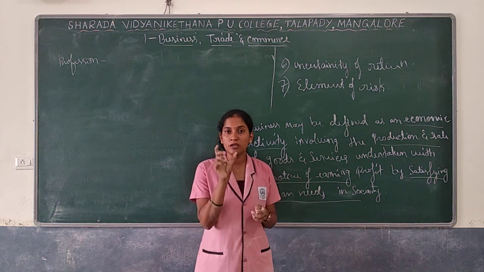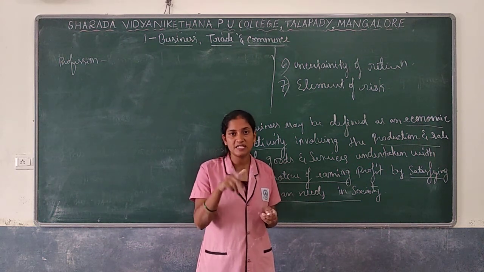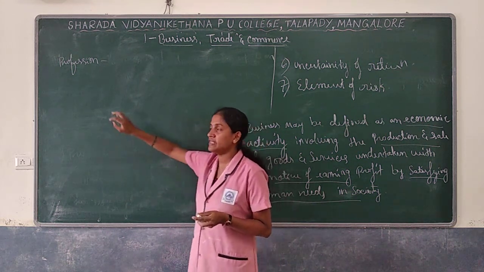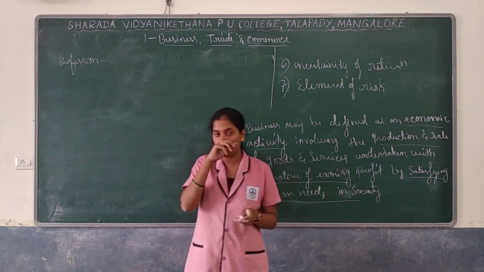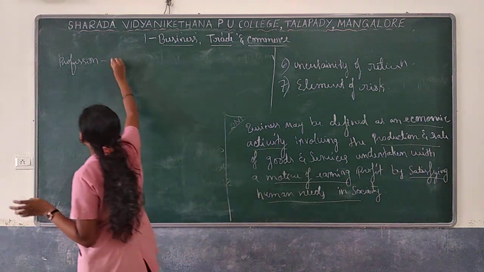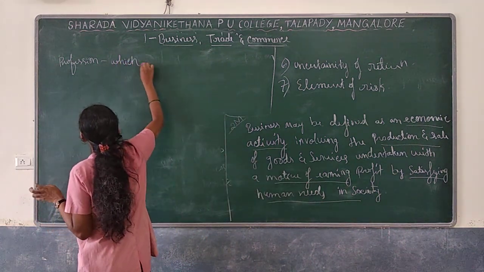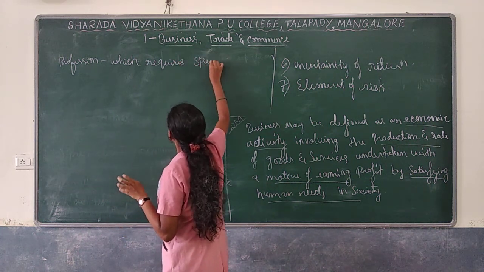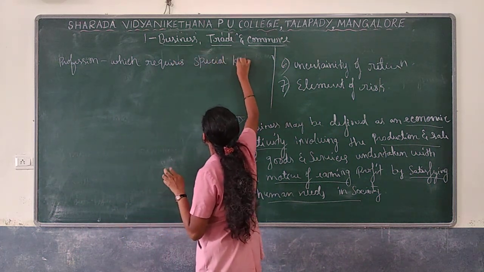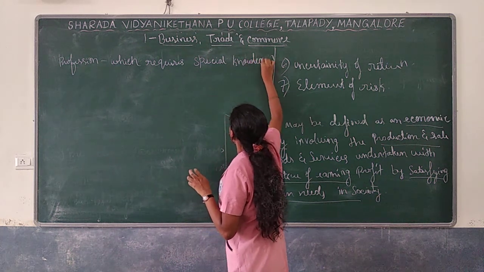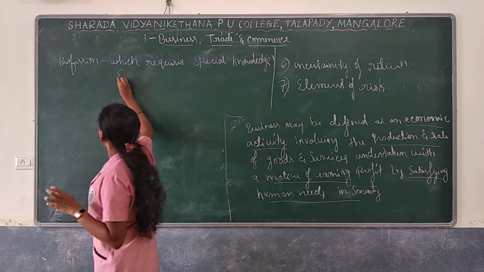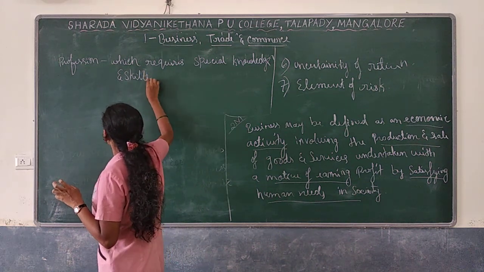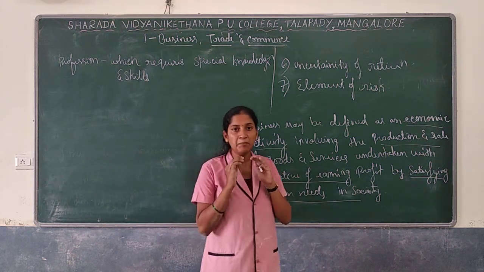All this we have studied in the case of business. As I told, economic activity is of three types: business, profession and employment. We understood the concept of business. Now let us see the profession. What is profession? Profession is that which requires special knowledge and skills in a particular field.